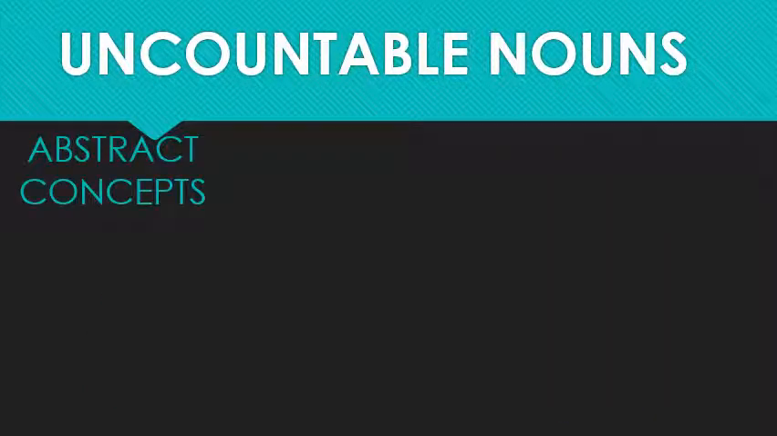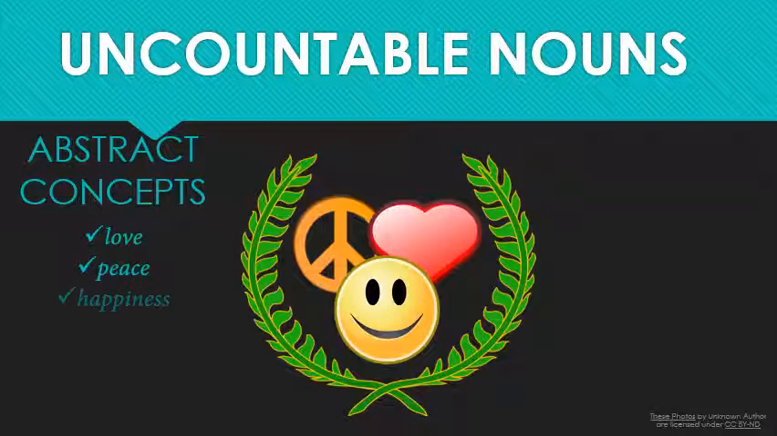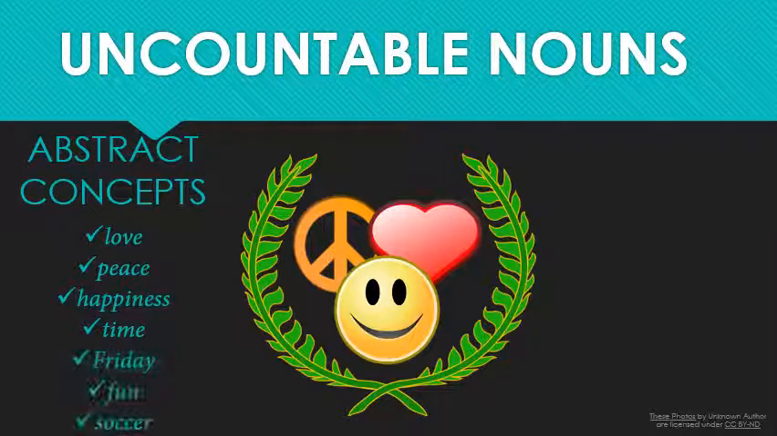Another big group for uncountable nouns are just abstract concepts, and so you get these things that you just can't touch, and you can't look at them and count them. So these ideas of love, peace, happiness, okay, time, Friday. What is Friday besides happiness? Okay. A lot of proper nouns, with those capital letters, those are uncountable nouns.